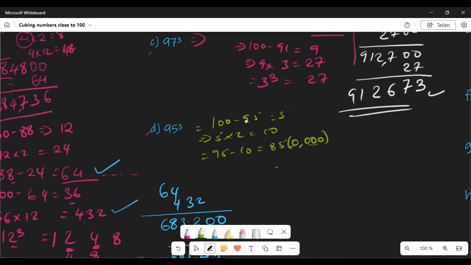Now we're going to look at a new 100 minus 85 gives us 15. And then from finding 15, now we're going to multiply that 15, second step, 15 minus the difference with 5. So that's going to give us 75. So now we're going to add that 75,000. And then we're going to take 5 and say, what is 5 cubed? 5 cubed is equal to 125.